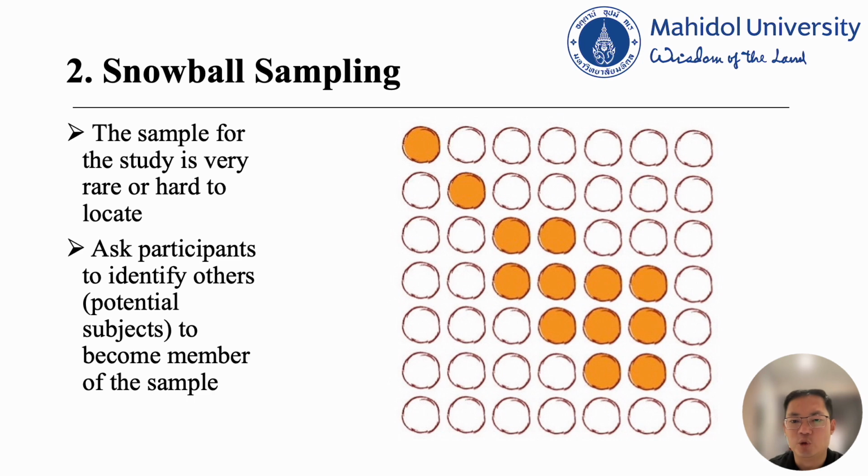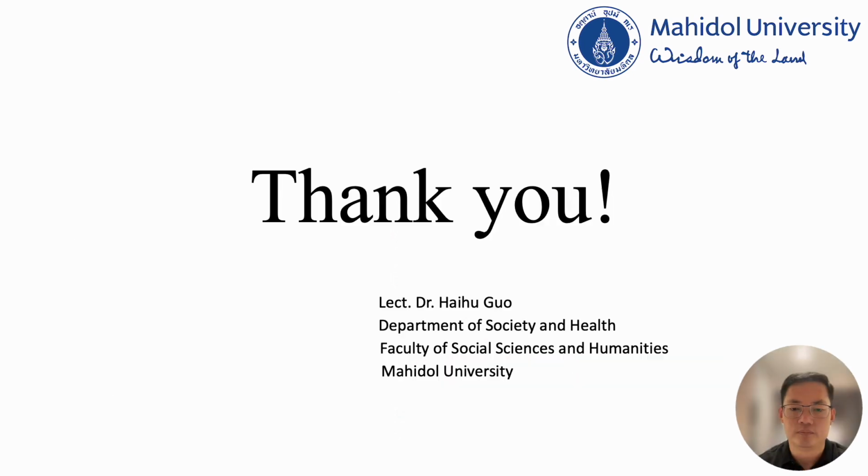Snowball sampling is useful for studying hidden or rare populations. You begin with a few known participants, who then refer others from their network. This method helps expand your sample, especially when there is no clear list of the population. It's commonly used in studies of migrants, drug users, or people with rare conditions.